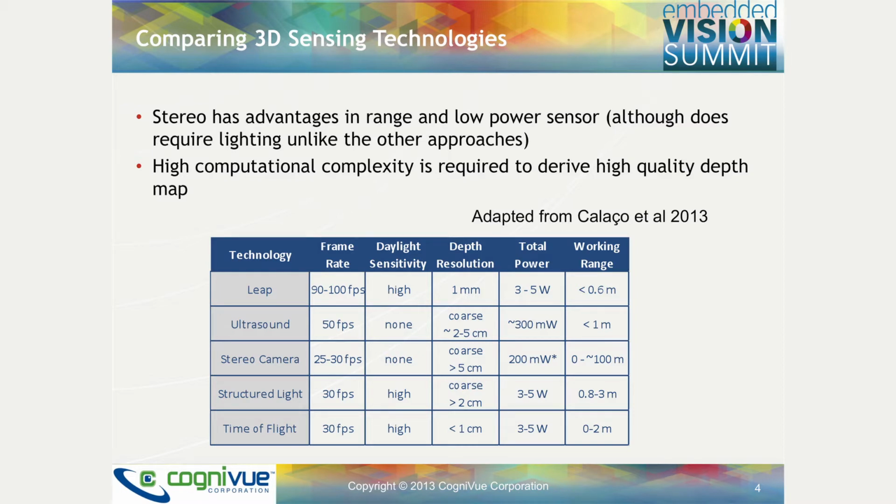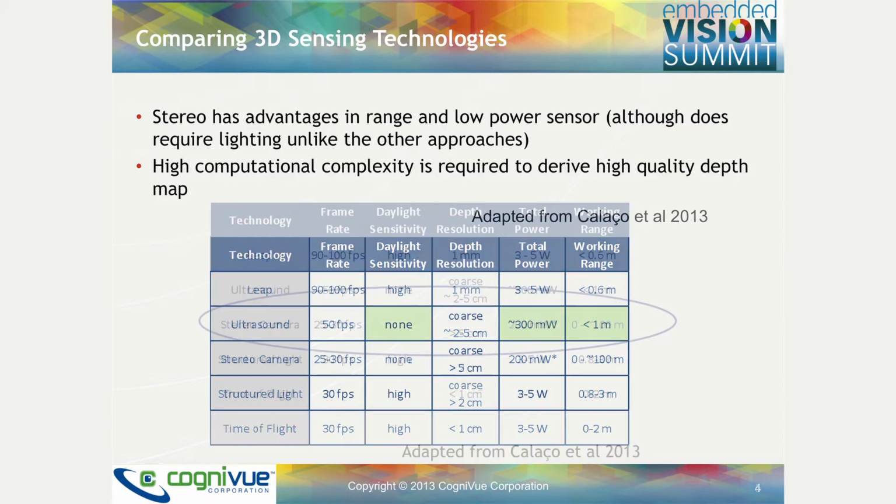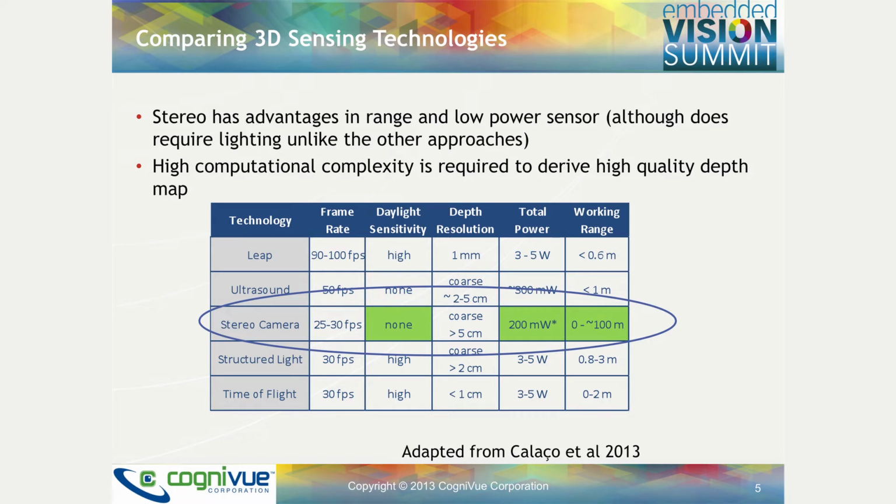And you can see it's organized along the lines of frame rate, how sensitive it is to daylight, what the depth resolution is, what the power is. These are all critical factors, and what the working range is. Now, you'll see that with the use of stereo camera, it really sort of gives you a unique value proposition in terms of the kinds of use cases you can go after. So you can use it in daylight, you can use it for long range, and if you're in a power-sensitive kind of application, then it's quite good.